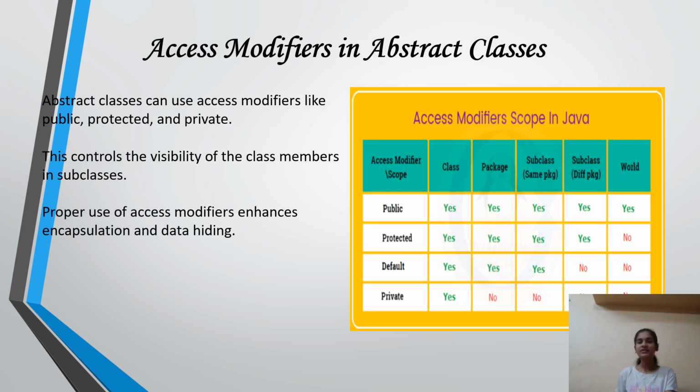Access modifiers in abstract classes. Abstract classes can use access modifiers like public, protected and private. These control the visibility of the class members in the subclasses. Proper use of access modifiers enhances encapsulation and data hiding.